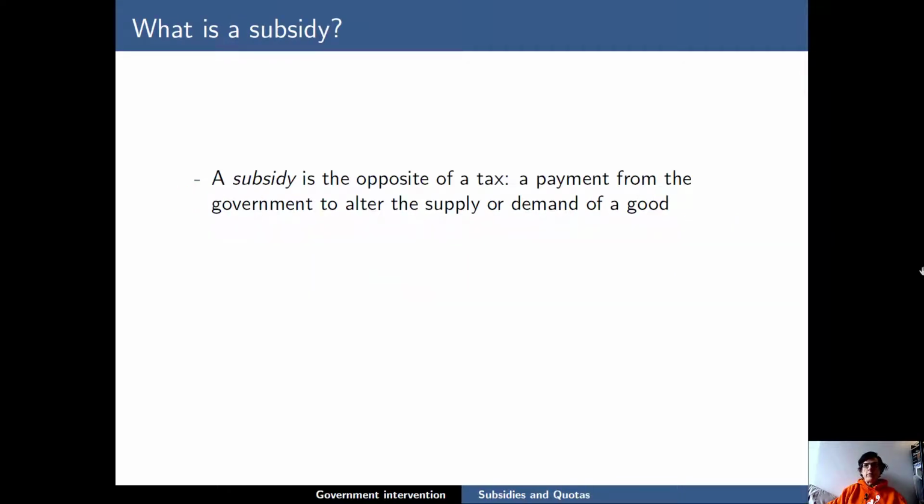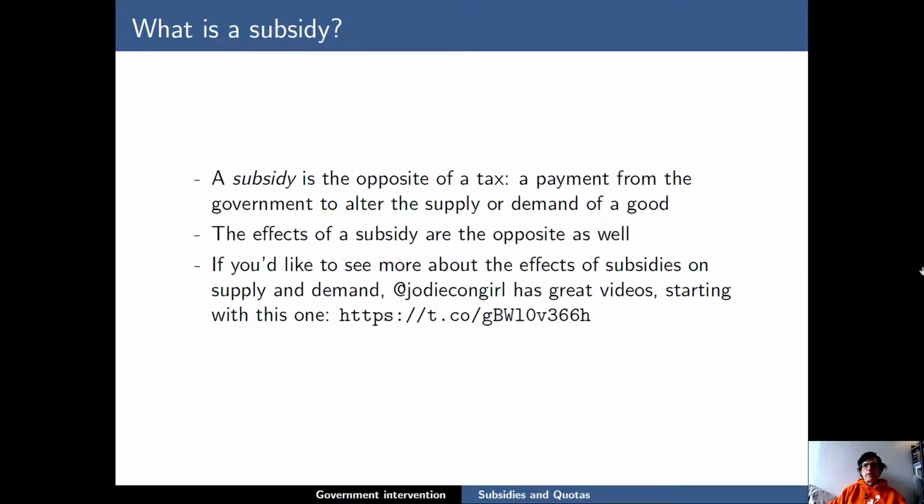Let me define a subsidy. A subsidy is the opposite of a tax. It's a payment from the government to alter the supply or demand of a good. The effects of a subsidy are opposite the effects of a tax.